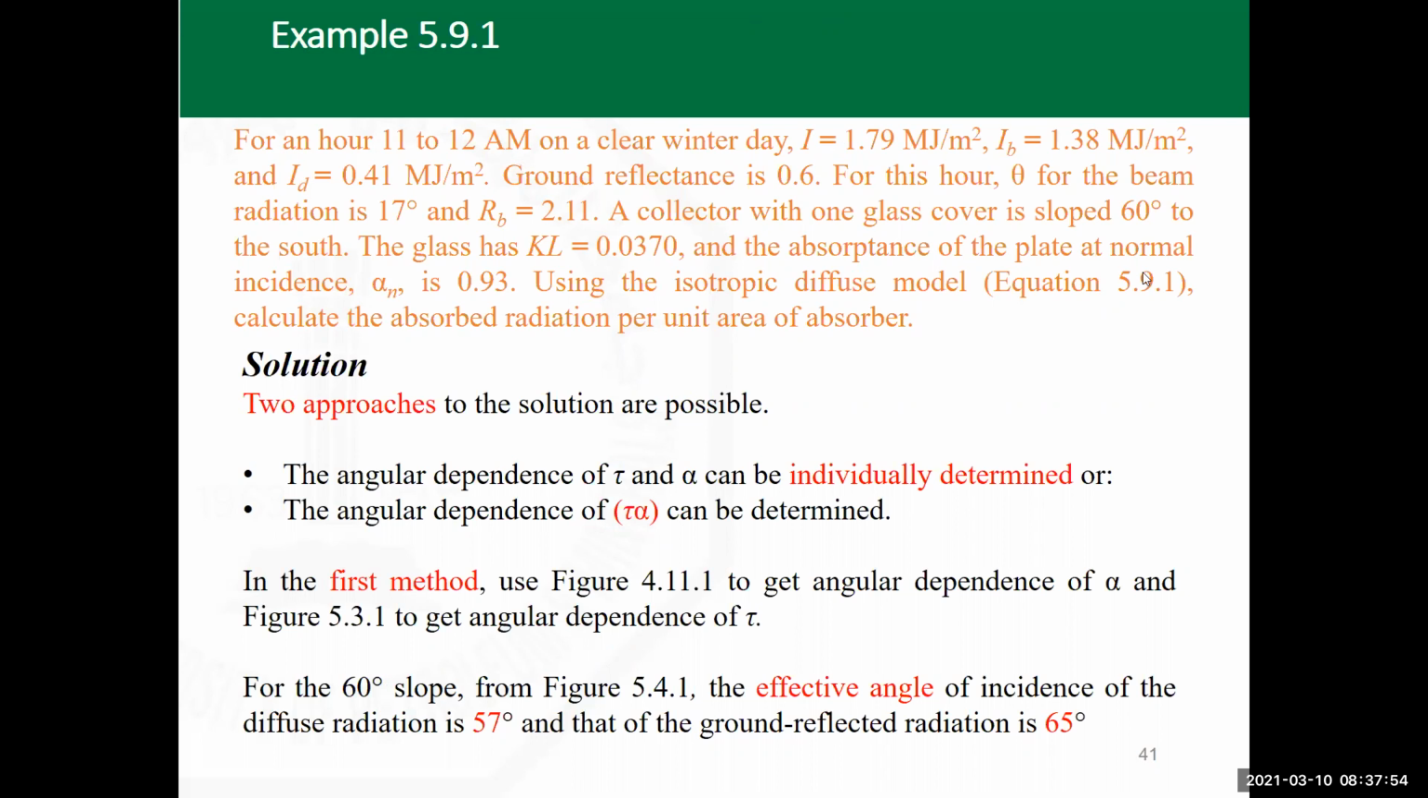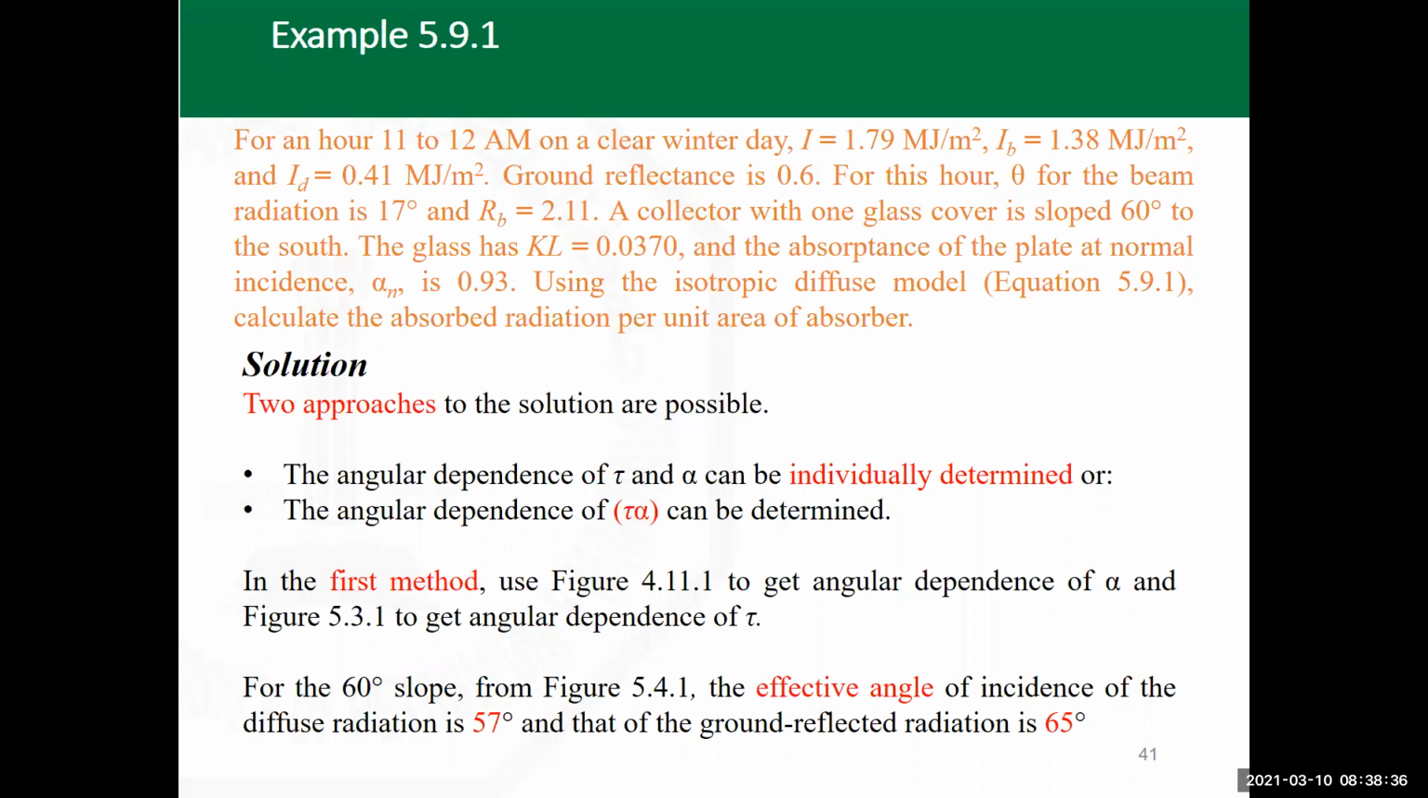This is an example that considers this quantity to be estimated for an hourly radiation quantity or rate. Here we are talking about a specific hour, from 11 to 12 a.m. on a clear winter day, where the components of the falling radiation are given in detail. The total radiation falling at that hour is 1.79 megajoule per meter square. The beam component is 1.38 megajoule per meter square, whereas the diffuse component is 0.41 megajoule per meter square.